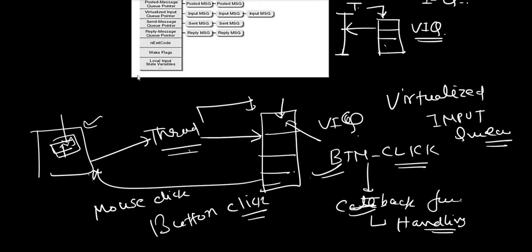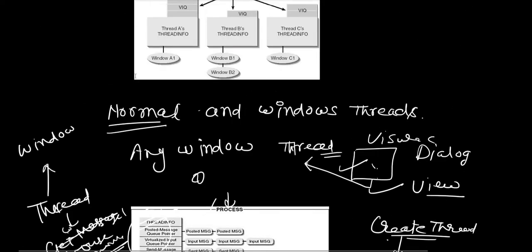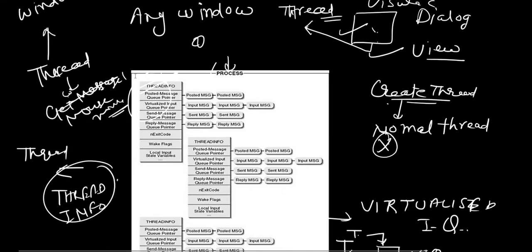This you need to keep in your mind. Virtualized input queue is always associated with a Windows thread. It is never associated with any normal thread. So I hope you might have got the information related to the normal threads and Windows threads.